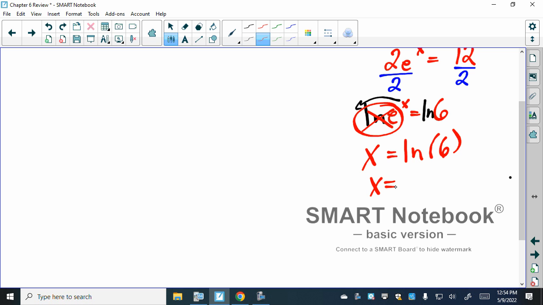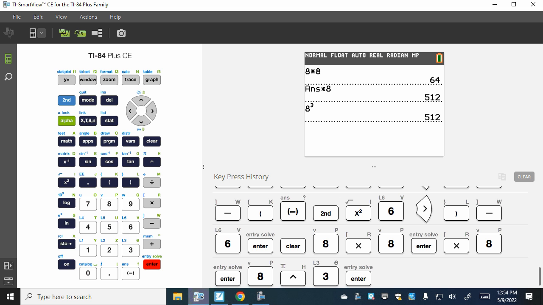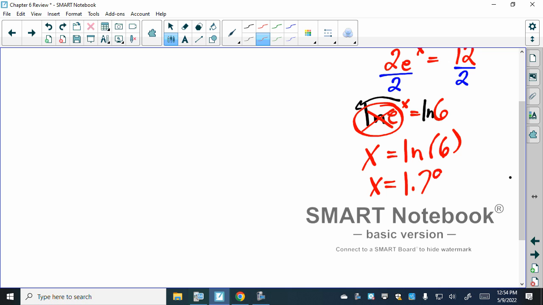And at this point here, we can plug this into the calculator. So we can pull the calculator up and say ln of 6 and hit enter, and we are told that it's 1.7917594269. Or if we go to 3 decimal places, it'll be 1.792. And that there would be our final answer. Any other questions on this problem here?